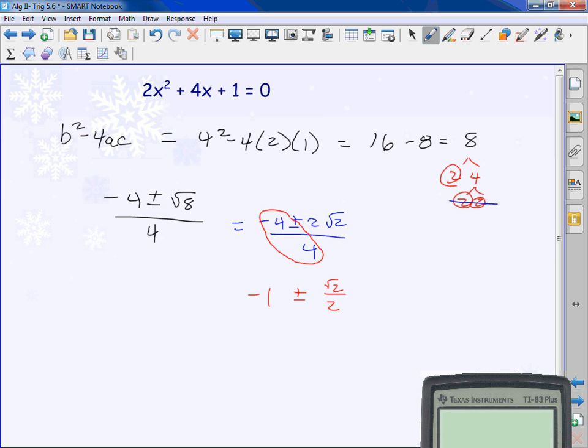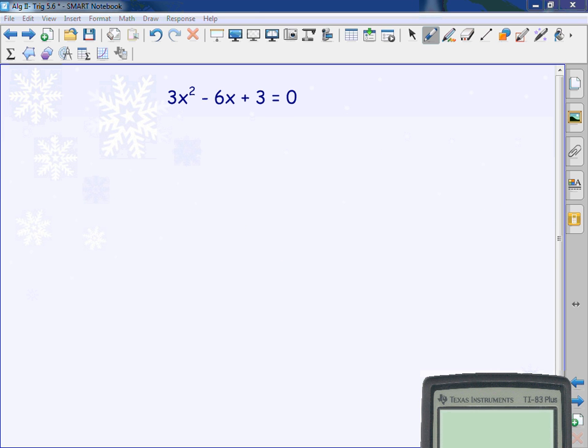Where did you get over 2 from? Find just the discriminant for this one. The discriminant for this one. All I'm going to do is take negative 6 squared minus 4 times a, which is 3, times c, which is 3. So it's 36 minus 36, which equals 0. How many solutions will I have? One solution. Awesome.